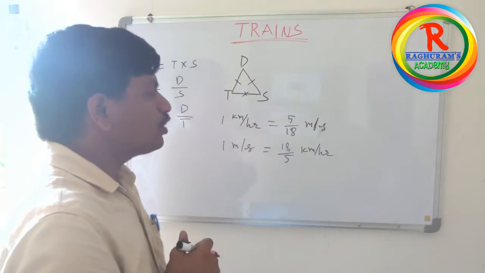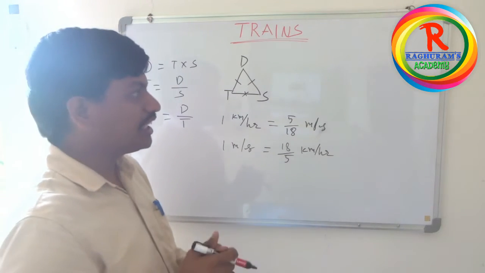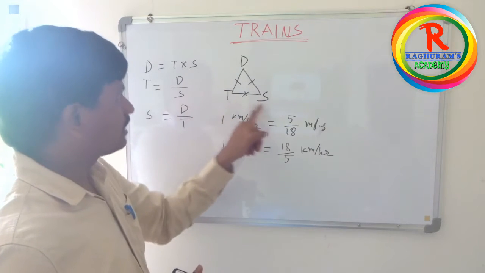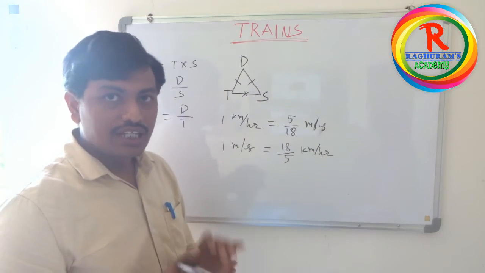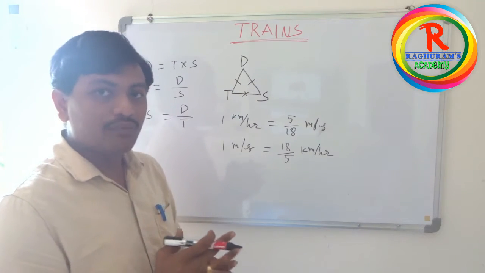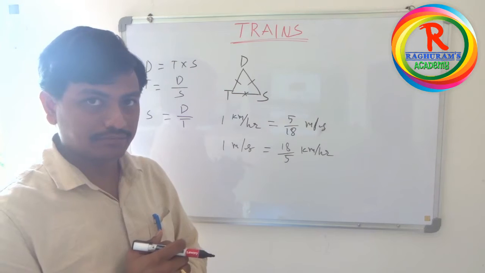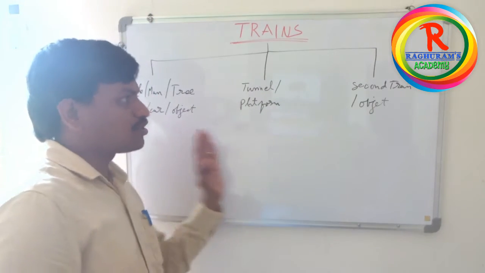So the basic things in time and distance problems, we need the detailed triangle, that is D is equal to time into speed or speed into time, and this conversion. These are the basic things in time and distance problems and we need them here in trains. In these train problems, mainly you get 3 types of problems.